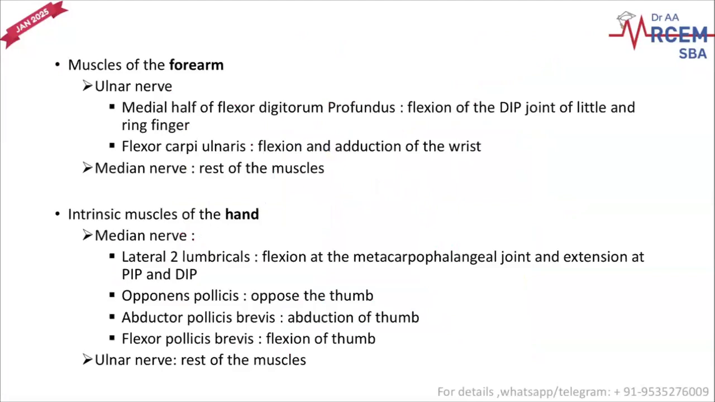Then what are the muscles which are supplied by this nerve? What do you need to be aware of? Okay, the ulnar nerve. You need to always remember that the ulnar is on the medial side. Okay, it is always on the medial side. Median nerve is always on the lateral side, you remember. Okay, so ulnar nerve always supplies the medial half of the flexor digitorum profundus.